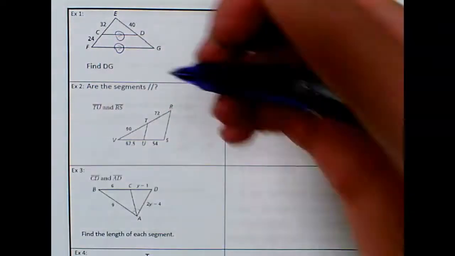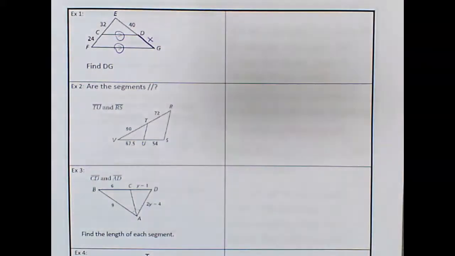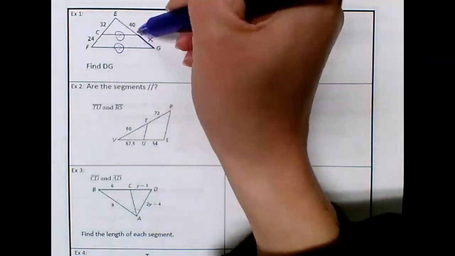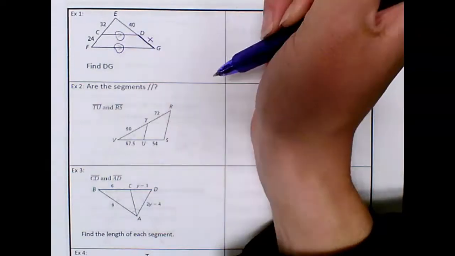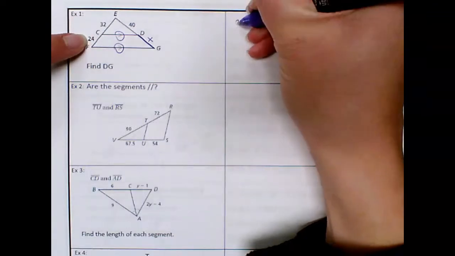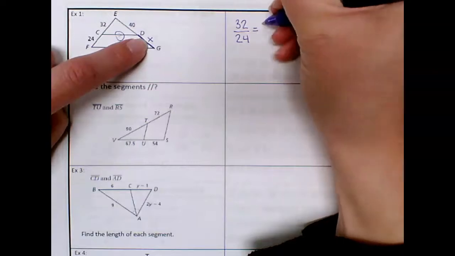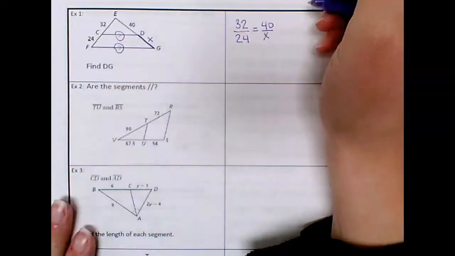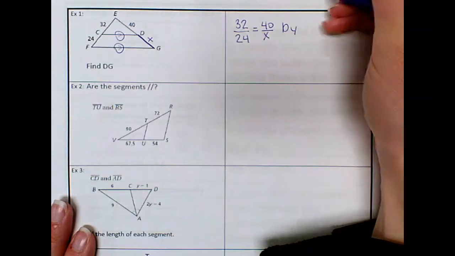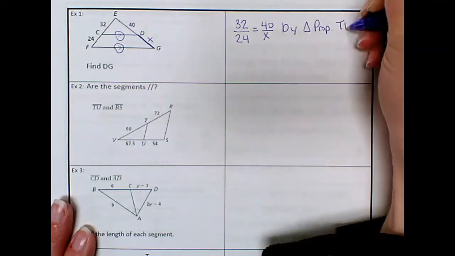So it asks us to find DG, the length from D to G. So this right here is the unknown. We're going to call it x. Now by the triangle proportionality theorem, I can say that this divides side EF and side EG proportionally. So I can create a proportion here of 32 to 24, and that's going to be equal to 40 over x. And I can set this up by, and I'm going to abbreviate, by the triangle proportionality theorem.